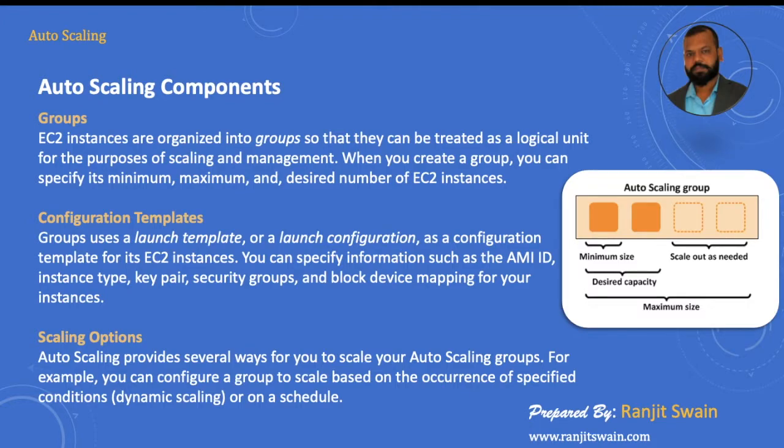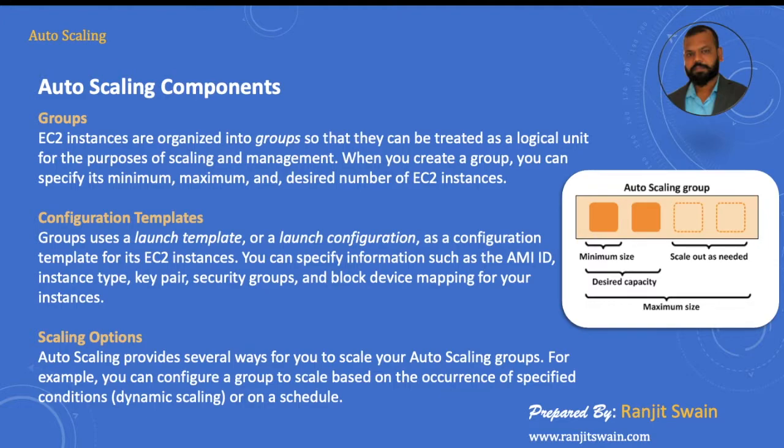So what is the configuration template? The group uses a launch template or launch configuration as a configuration template for its EC2 instances. So you have to specify the information such as the AMI ID, instance type, key pair, security group, block device, etc. Right?